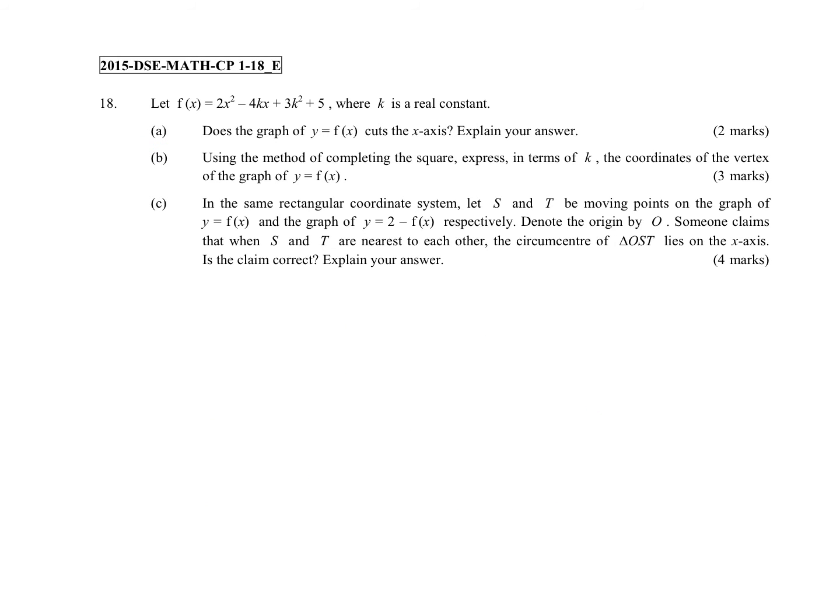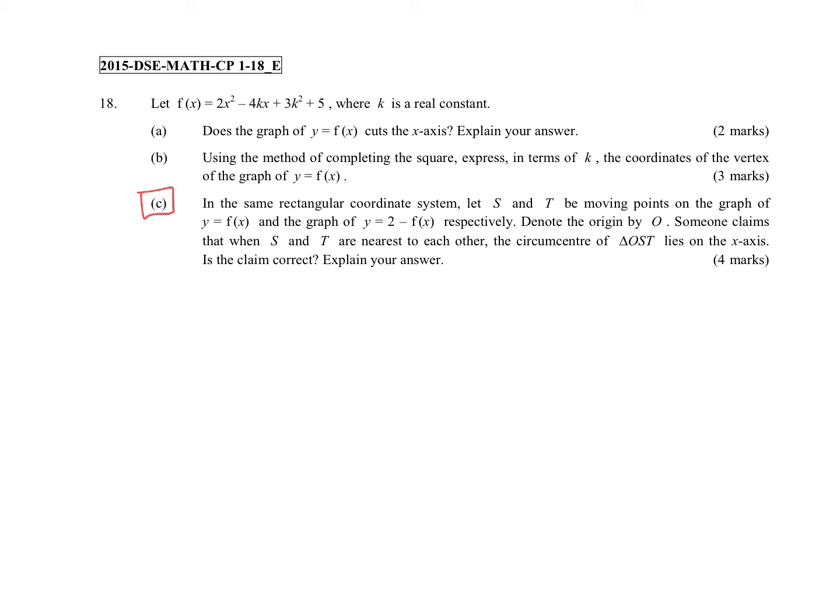So part C. In the same coordinate system, let S and T be moving points on the graph of y equals f(x) and y equals 2 minus f(x) respectively. Denote the origin by O, and then someone claims something about when S and T are nearest to each other.